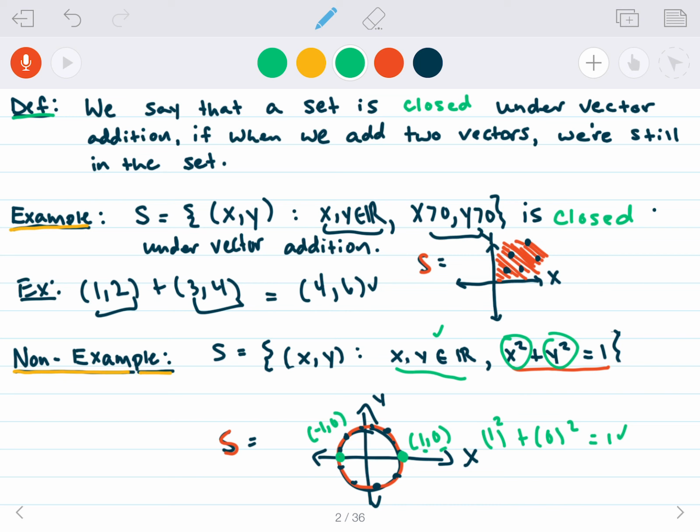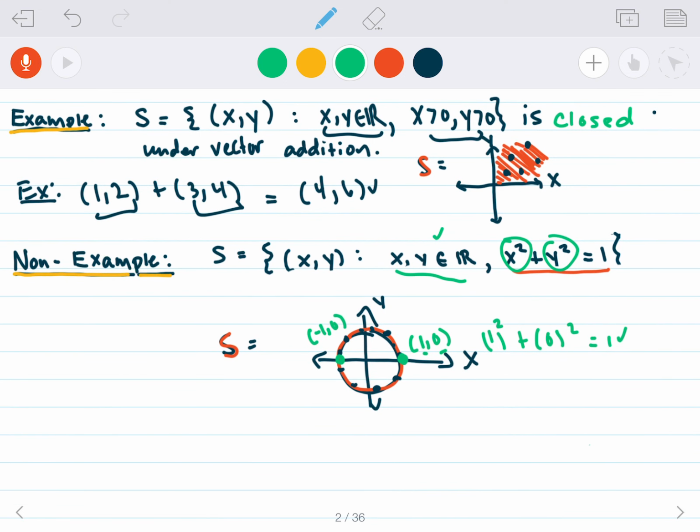So those two are on the circle, but their sum is not, right? If we take negative 1, 0 plus 1, 0, we add these component-wise, so negative 1 plus 1 gives me 0, and 0 plus 0 gives me 0. That's the origin, and it is not on the circle. The origin is going to be right here. So we see that it's not on the red piece, and so this set is not closed under vector addition.